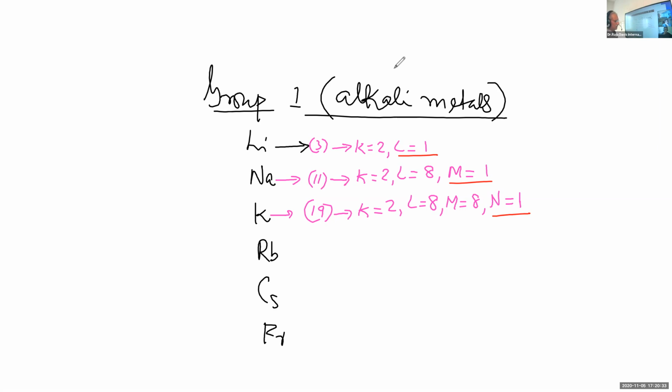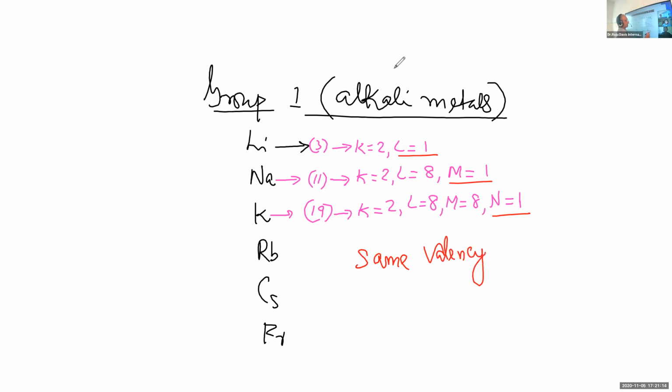And so, what can you say about the valency? There is the same number of electrons. So, what about valency? What do you expect? It will also be the same. Valency is related to the number of electrons in the outermost shell. Here, the number of electrons in the outermost shell is equal to 1, the same. And therefore, in a group, there is a common valency, the same valency.